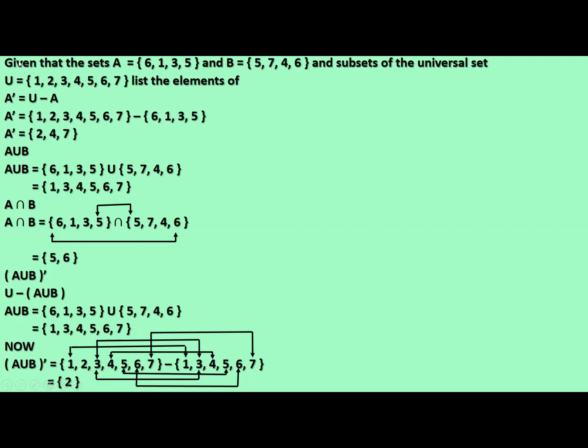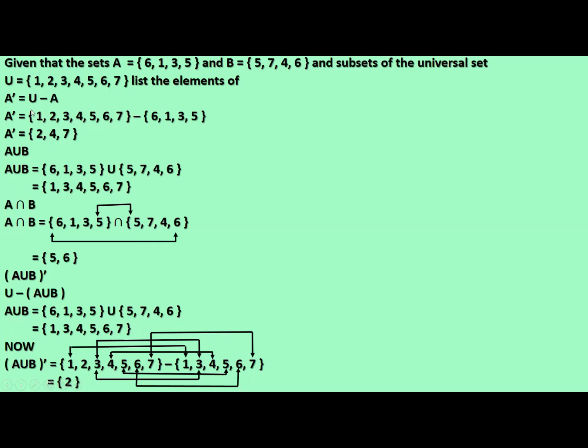Now I am solving one question. Given that the set A is equal to {6, 1, 3, 5} and B is equal to {5, 7, 4, 6}, and they are subsets of the universal set U equal to {1, 2, 3, 4, 5, 6, 7}. List the elements of. Students, first we are going to find out A complement.